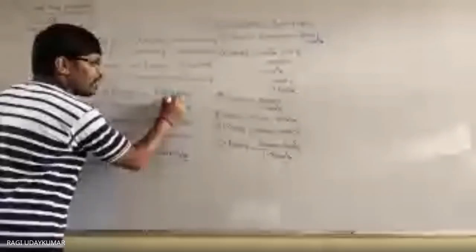Sin C plus sin D formula is 2 sin C plus D by 2 cos C minus D by 2. Here X will be C plus D by 2, and Y will be C minus D by 2. So 2 sin C plus D by 2 and cos C minus D by 2. Next, sin C minus sin D means 2 cos C plus D by 2 sin C minus D by 2. Cos C plus cos D means 2 cos C plus D by 2 cos C minus D by 2. Cos C minus cos D is equal to minus.